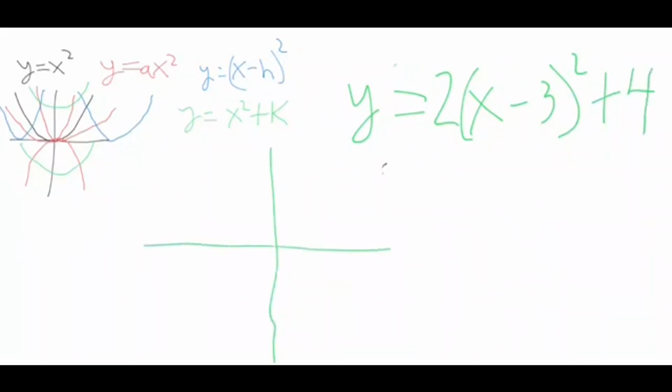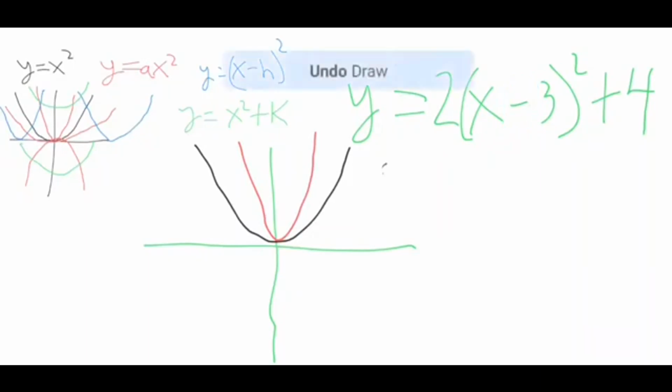So we start off with an x squared graph. The 2 will make it just a little steeper. And then as we shift it, we're going to shift it to the right 3. Notice this is going to go to the right because the equation has a minus sign in it. So this is x minus a positive 3. So it is going to look like this.